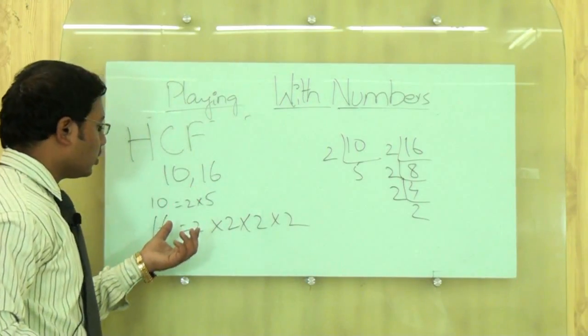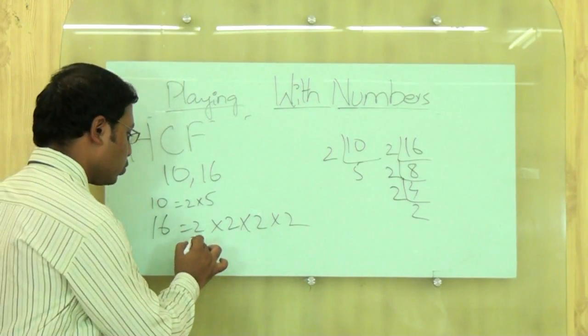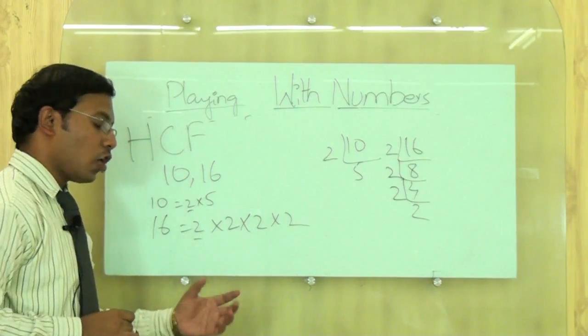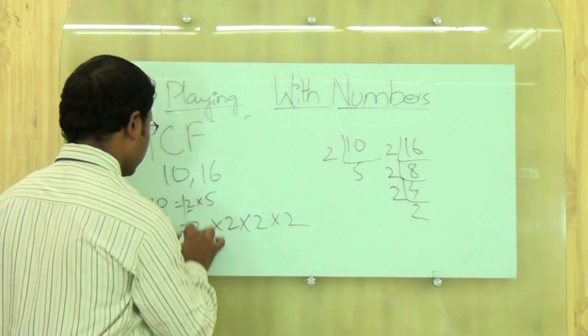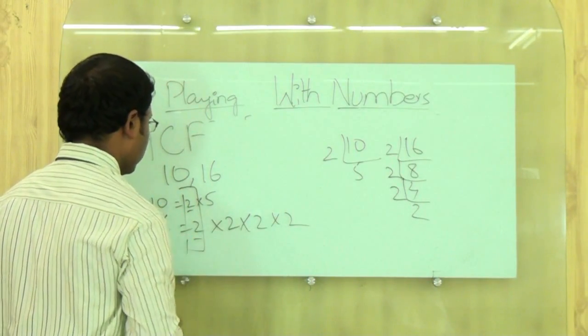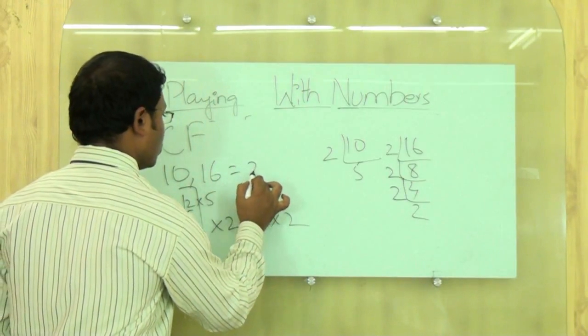The common factor of 10 and 16 is only 2. The highest common factor is also 2 here, that is these 2 only. Then the HCF of 10 and 16 is 2.